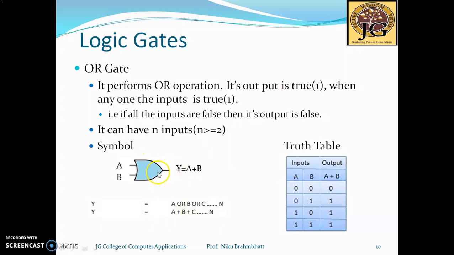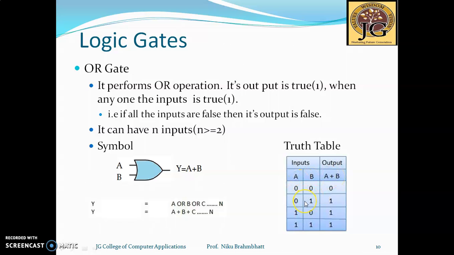This is the symbol of OR gate. Here you can see that two inputs are there. So this OR gate has two inputs and the Boolean function says y is equal to a plus b. Then the same with the truth table, make two columns as inputs and outputs. Under inputs again make the columns a and b because there are two inputs a and b, and the output y is equal to a plus b.